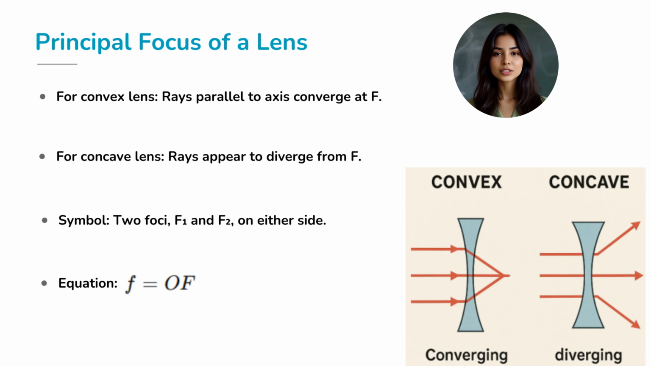Real life? A convex lens focuses sunlight at its focus, perfect for starting a fire on a dry leaf. A concave lens, on the other hand, spreads light rays out, which is why it's used in spectacles for short-sightedness. So remember this: convex lenses bring rays together at the focus, concave lenses send them apart but make it look like they started from a focus behind the lens.